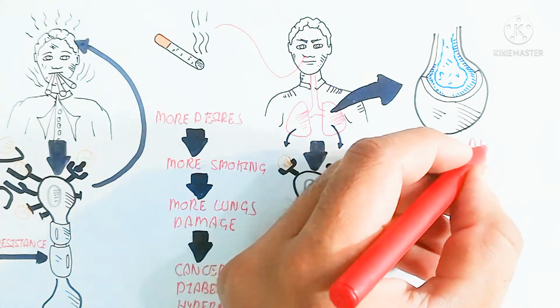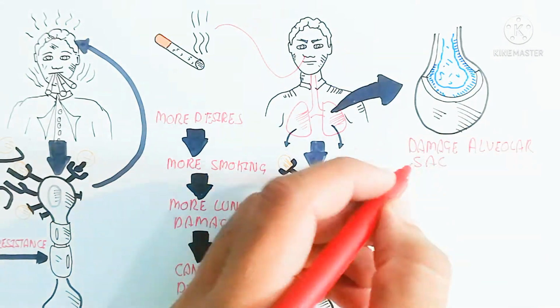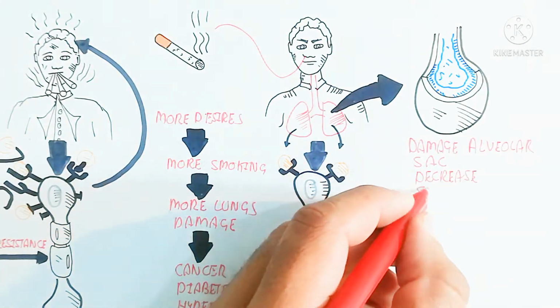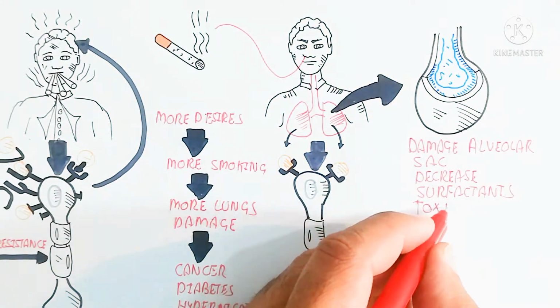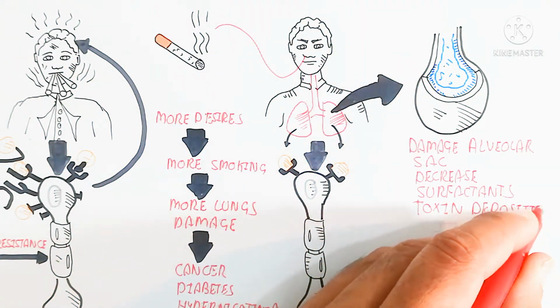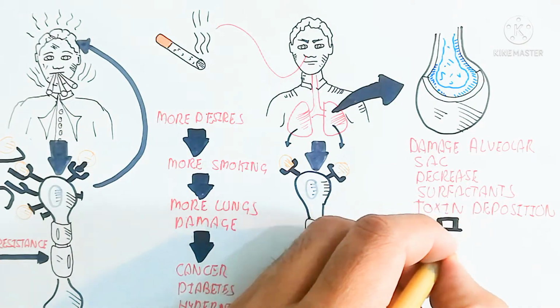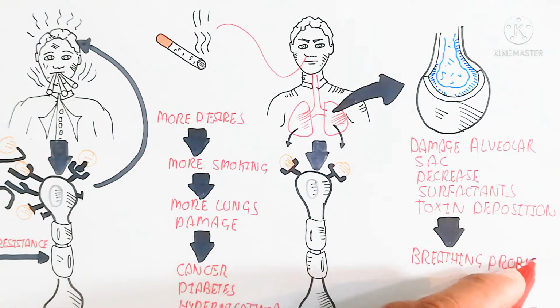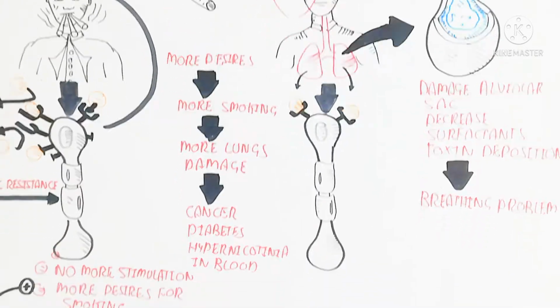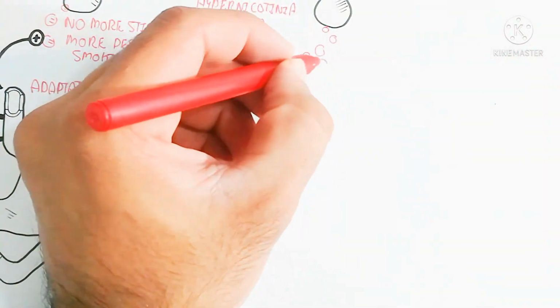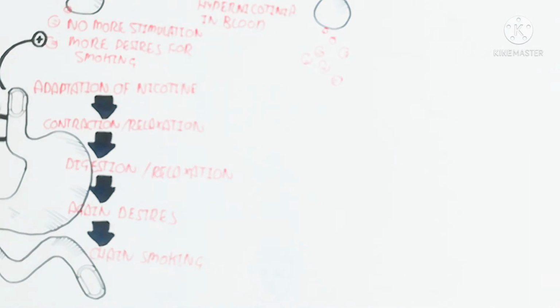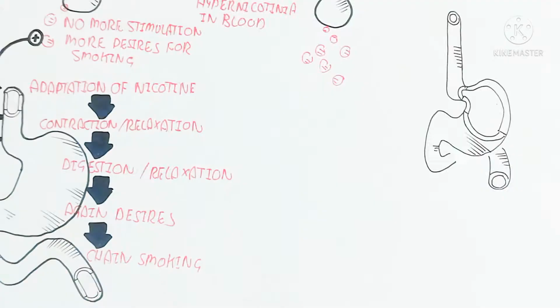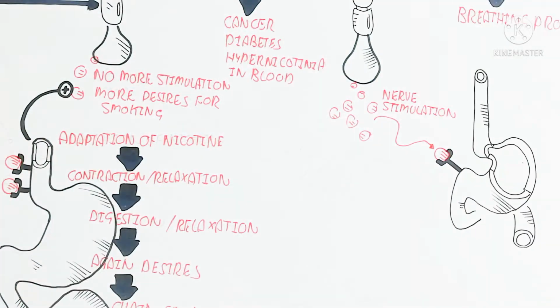The receptor will bind with the nicotine a little bit, and basically the chain smoker can damage the lung and alveolar sacs, decrease the surfactants, and cause toxin deposition, and breathing problems can occur. In this way, there is discomfort in breathing.